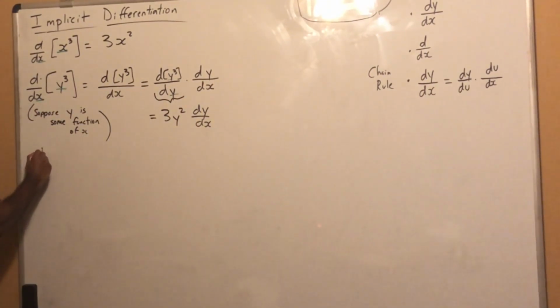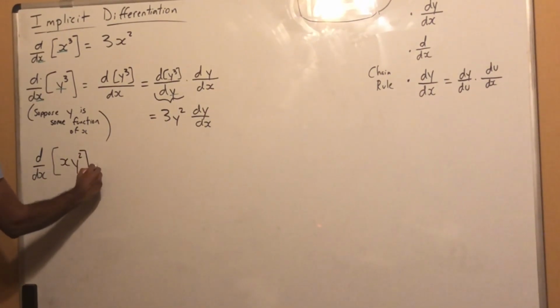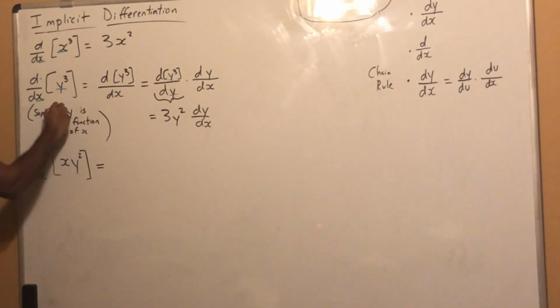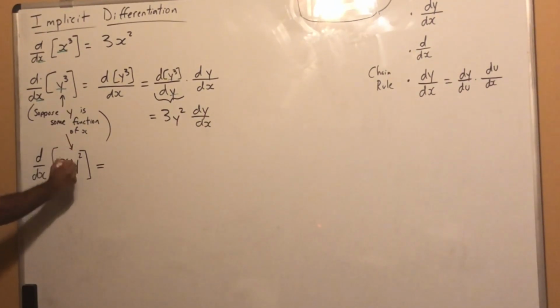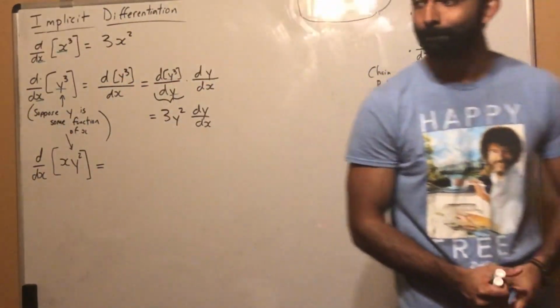Alright, I want you guys to take a minute to try this one. Again, in Leibnizian notation, in this nice differential notation, find the derivative with respect to x of x times y squared. Again, y is some function of x. Before you guys start, what differential rule am I going to have to apply here? The multiplication rule. Yeah, product rule. So, have a go at that for about a minute or two.